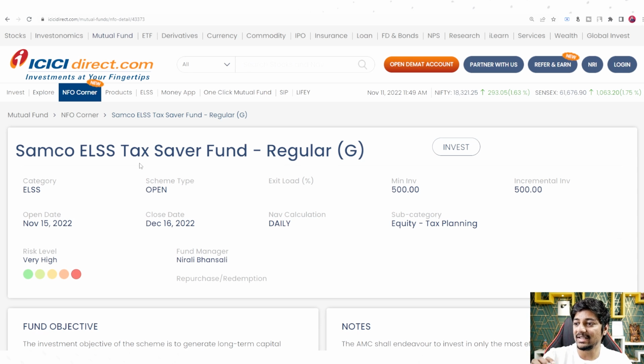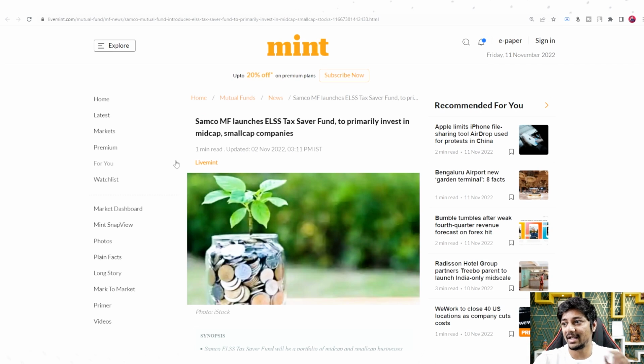Now, why do I say that this is slightly unique is because I read an article on LiveMint recently and I've opened it up for you. Samco MF launches an ELSS tax saver fund primarily to invest in mid-cap and small-cap companies. Now, you'll be like, Shashank, what is so unique about this? They're investing in mid-cap and small-cap companies. But what is unique, I'll tell you, is that 70% of all the ELSS funds currently in the market invest heavily into large cap companies, right?